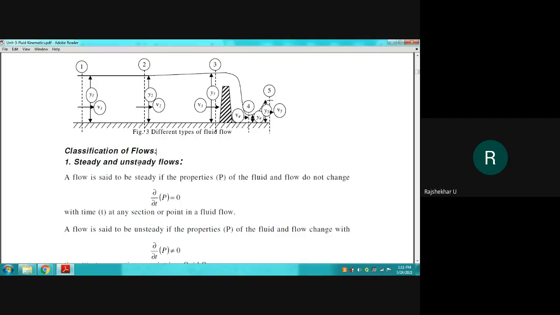Okay. Unsteady means what? The other way. So you just change that. Do not change becomes, the properties will change. So this has to be replaced.